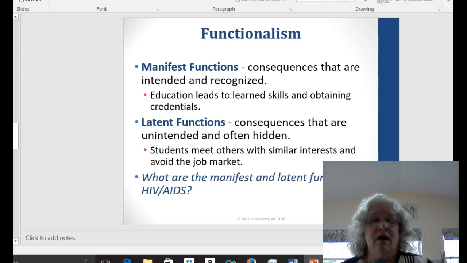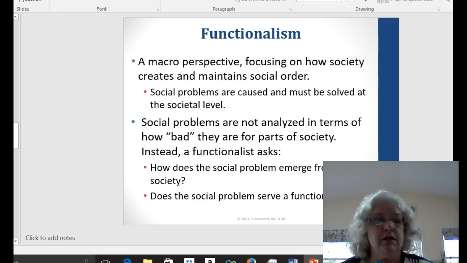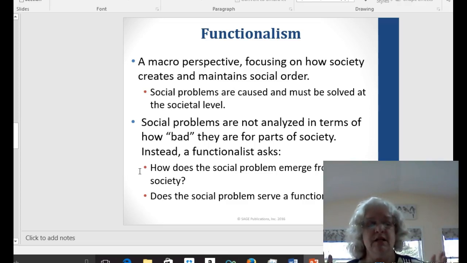Functionalist theories say that we focus on how society creates and maintains order. It sets those social norms. It says what's bad and what's good. And we have this control that comes into place.